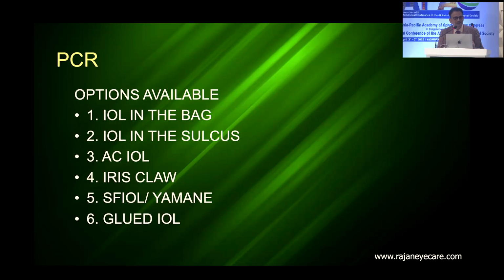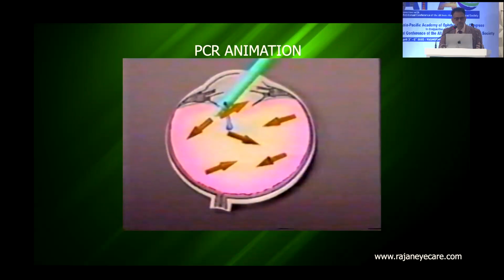So the options available are IOL in the bag, IOL in the sulcus, ACIOL, iris claw, SFIOL, Yamane, so many other ways to skin the cat. Ashraf was talking about some IOL exchange and beautiful pupillary reconstruction as well. And then, of course, we're going to focus on glue.